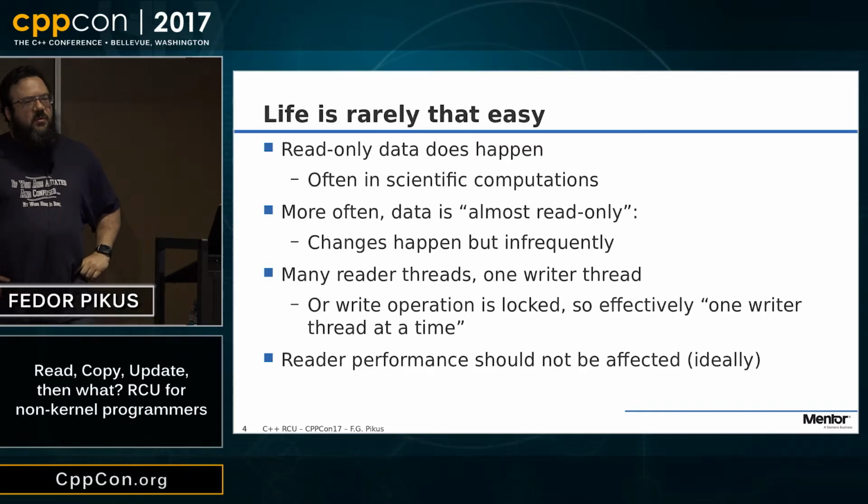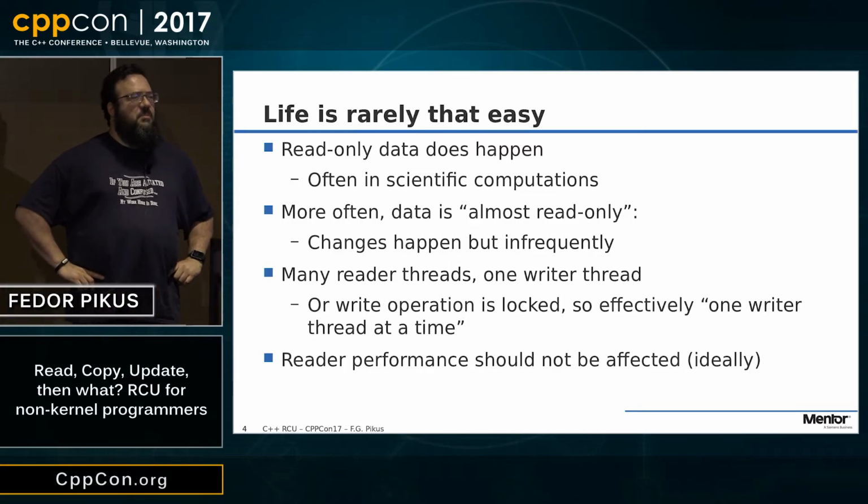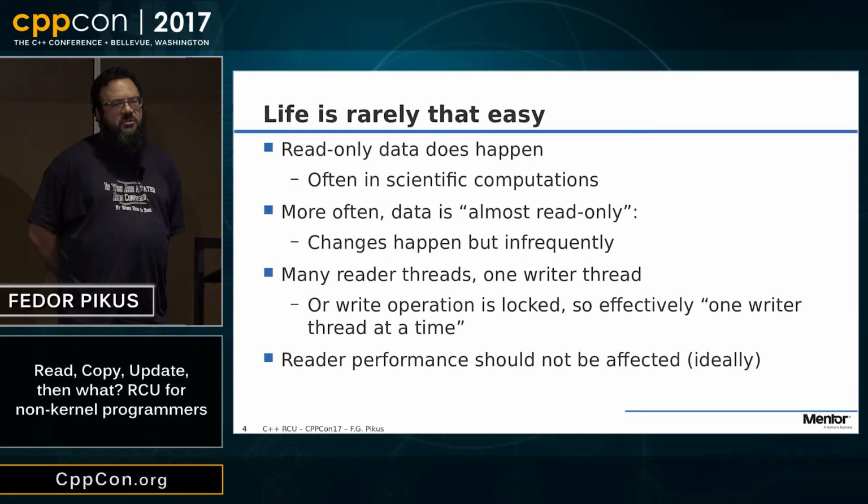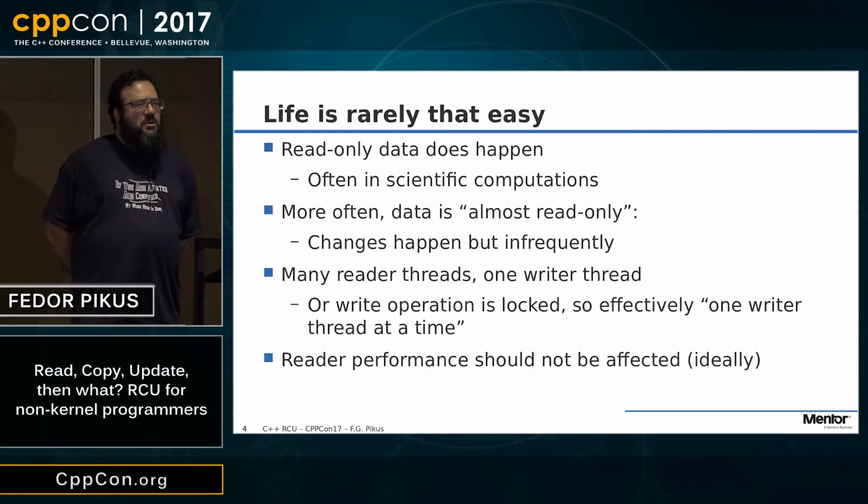Now, if your life isn't quite that easy, there is a much larger domain where data is almost read-only, which means it changes, but it doesn't change very often. So you have a lot of readers that do their heavy computing, and you may be able to get away with a single writer just because you don't have that many writes. It may be easier to have one writer at a time. Multiple threads can write, but you just have a lock, so only one thread plays writer at any given time. Sometimes you just have one writer thread. And it's not a concern because you're not bandwidth limited on writes.